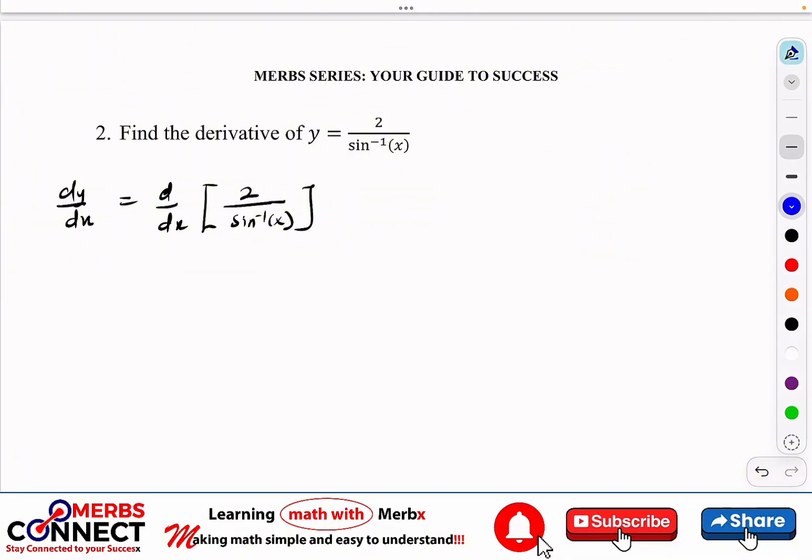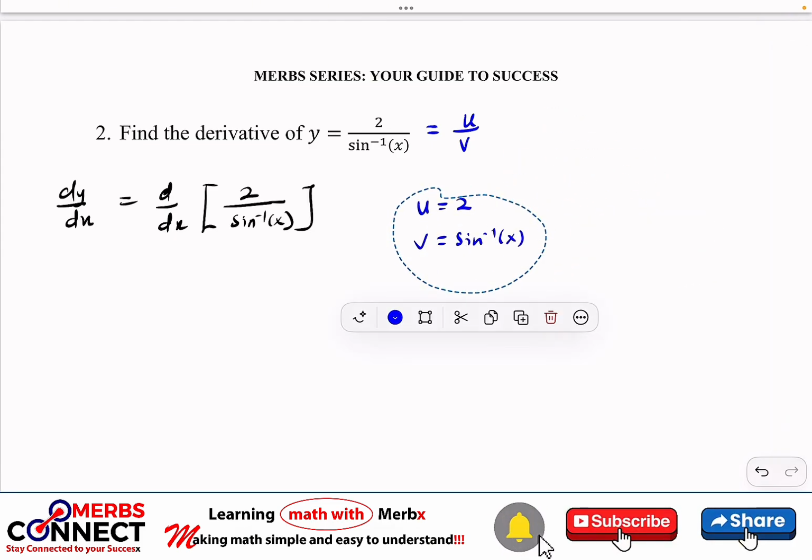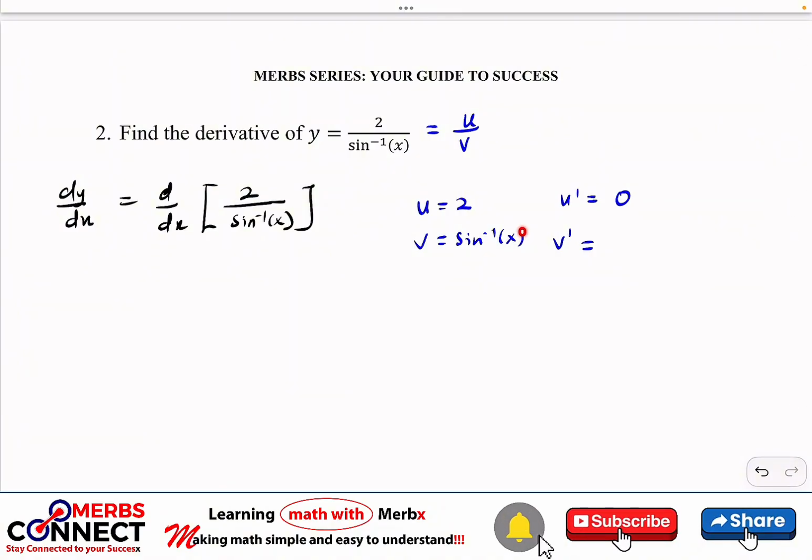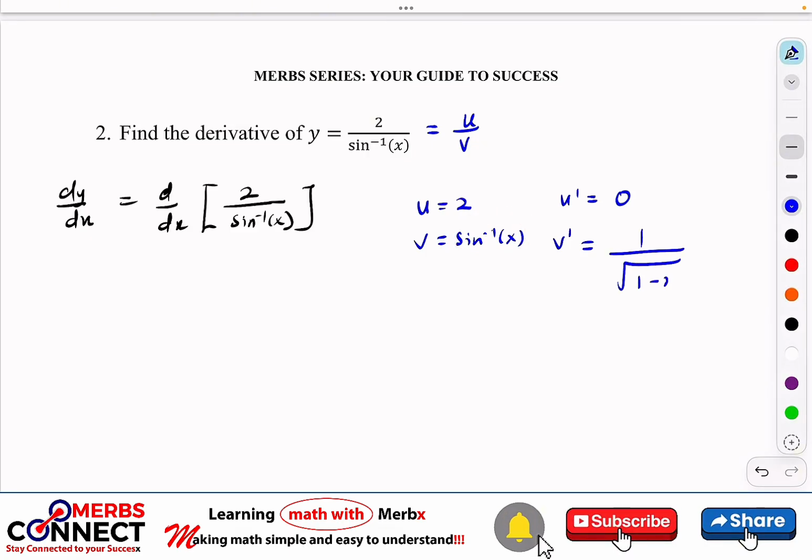So I'm going to set the top to u and the bottom to v. So u is equal to 2 and my v is equal to sine inverse of x. Now, the question is, what is u prime? 2 is constant, so we are going to get 0. And what is v prime? Great. So that's what we just learned. If you know the formula in mind, we know that the derivative of sine inverse of x is going to give us 1 divided by square root of 1 minus x squared.